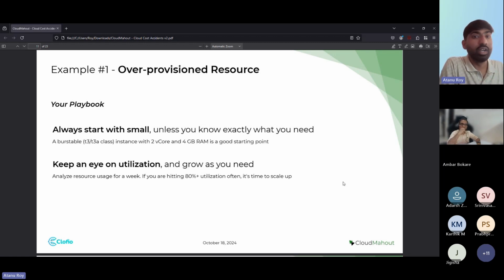Now, once you have started with that, the approach is to look at your infrastructure, keep an eye on your resource spend and your utilization of your resources, and whenever you are hitting 80%, if you are consuming 80% of your resources continuously, that's the time to scale, right?